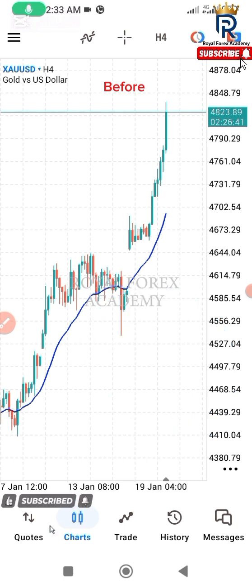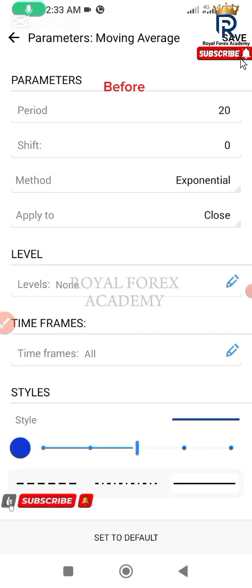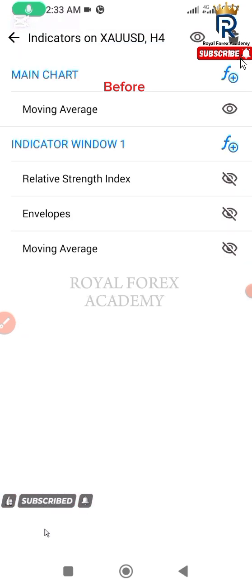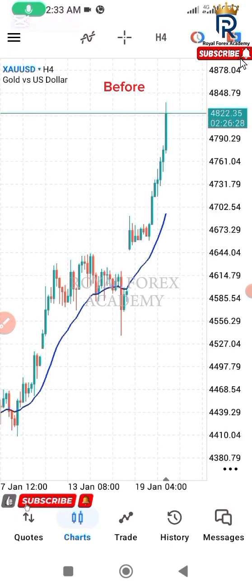So on this indicator window is my moving average 20. You can see the period is 20, the shift is 0, the method is exponential, and you apply it to close. This is the only indicator you will be using for your entry confirmation.